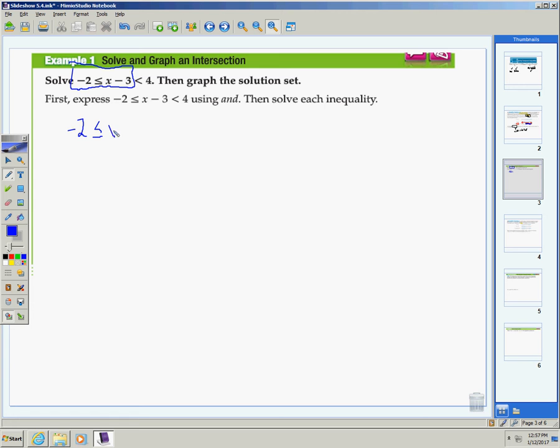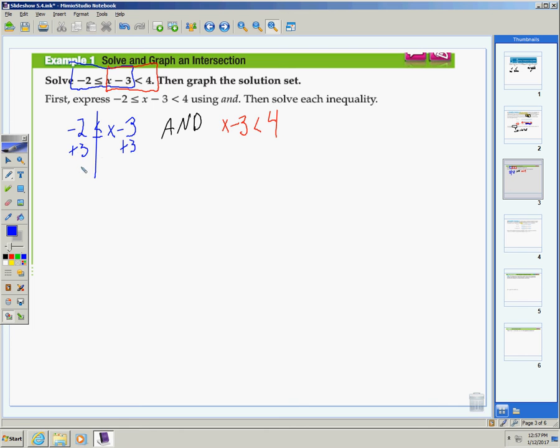-2 is less than or equal to x minus 3. Then I'm going to write the word and. And then I'm going to get my second inequality, which is just the second half. X minus 3 is less than 4. Now let's go through and solve each of these. Pretty straightforward.